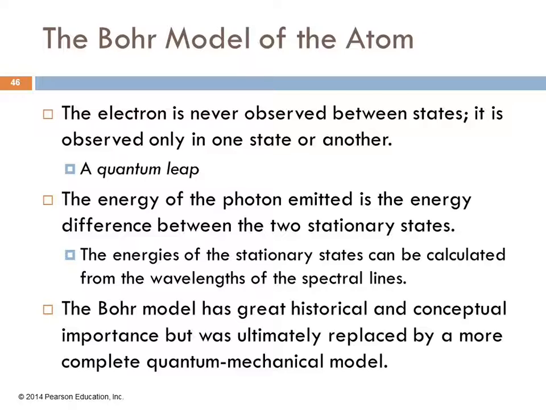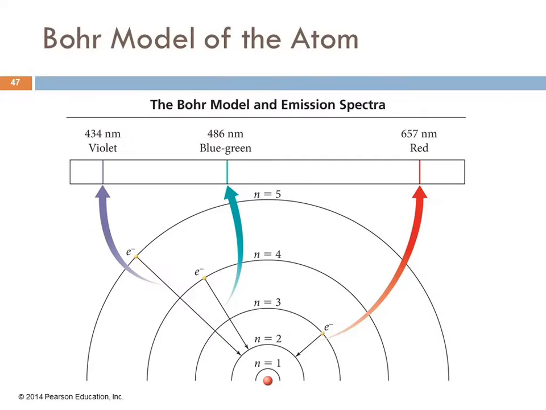So the Bohr model was awesome. They calculated the energies of those different states from the spectral lines. The problem was it only worked for hydrogen. Here's an illustration. This has great historical significance, and the reason we still teach it to you is it also has conceptual importance. It helps us to begin to think about this strange world inside of an atom.